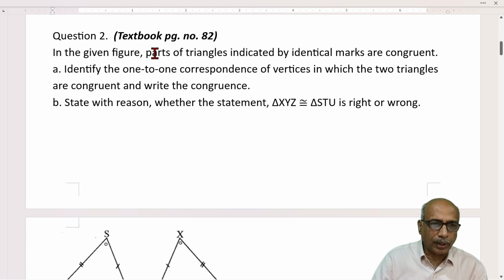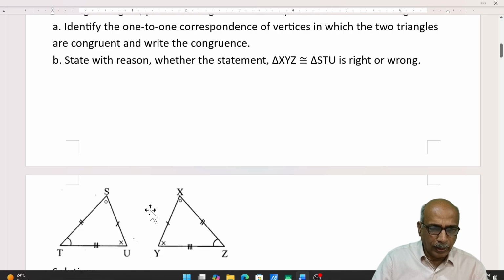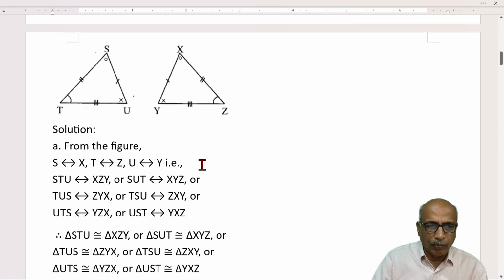Then we will move to textbook page number 82. Here the figures are given by the identical marks, congruent marks. For example, S and X are congruent, angle U and angle Y are congruent, angle T and angle Z are congruent. From the figure we have to write one-to-one correspondence. So S corresponds to X, T is given by arc, corresponds to Z, U corresponds to Y.